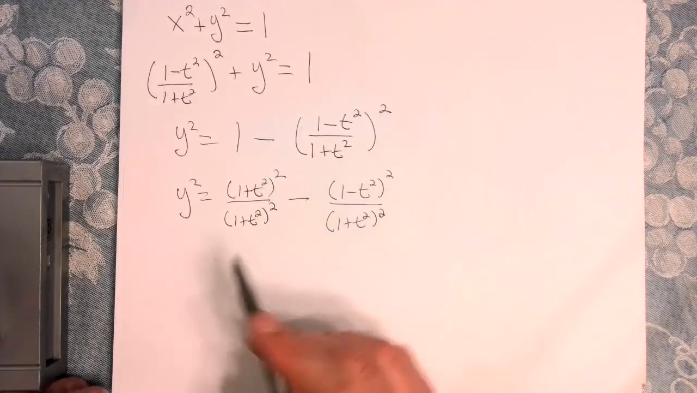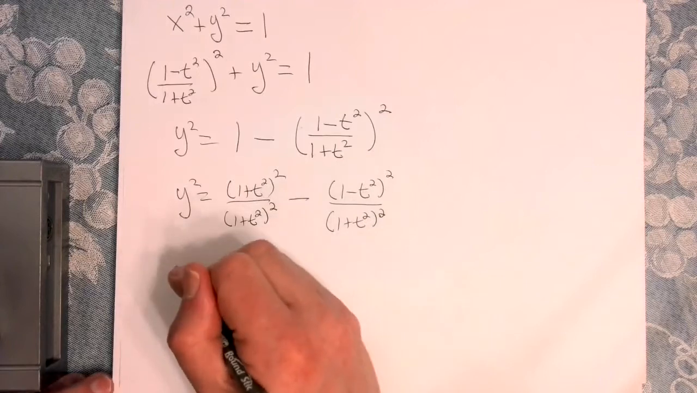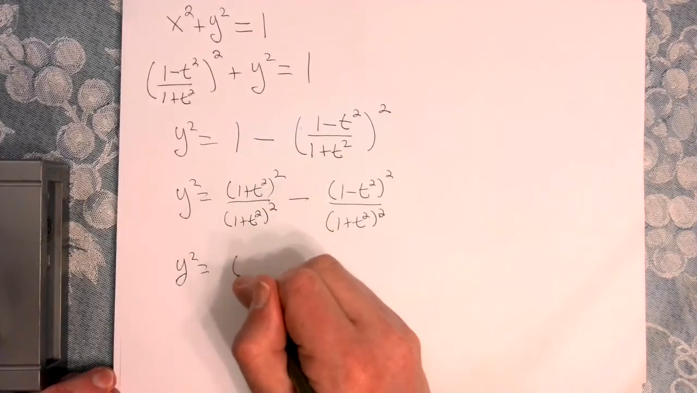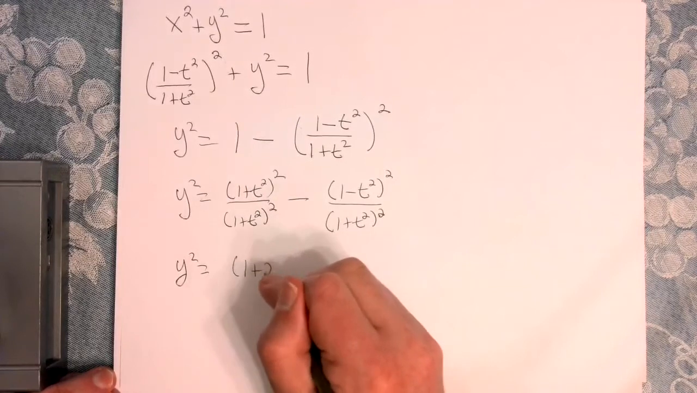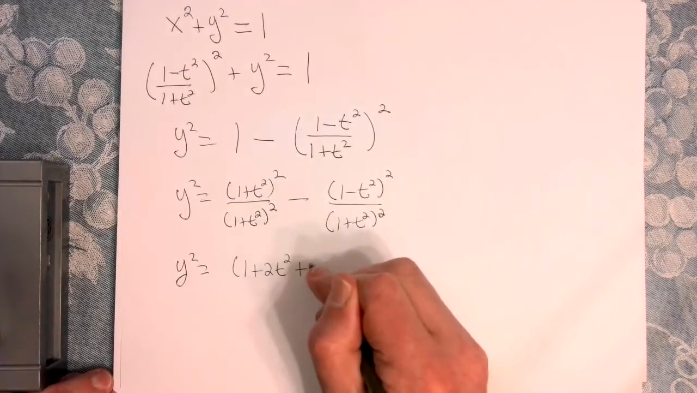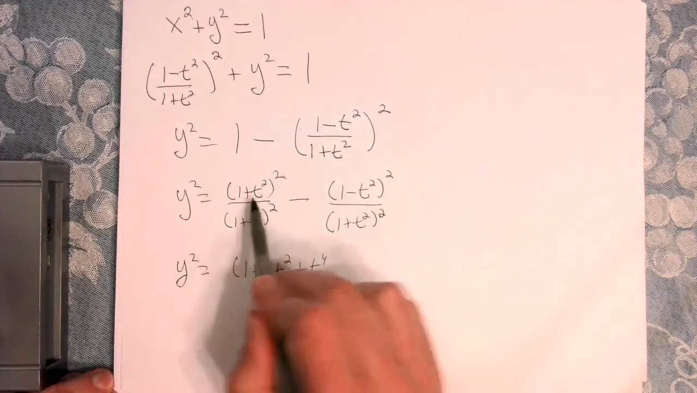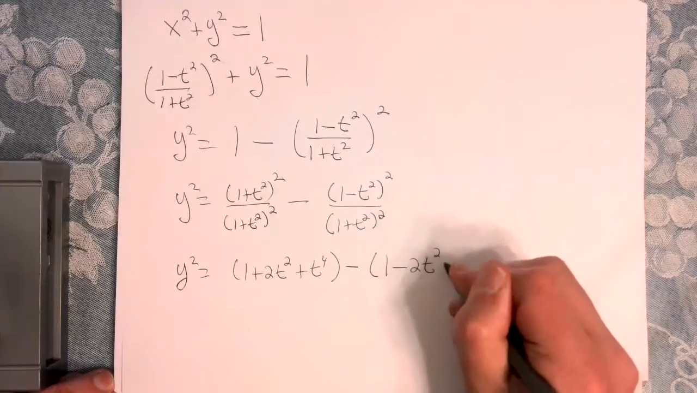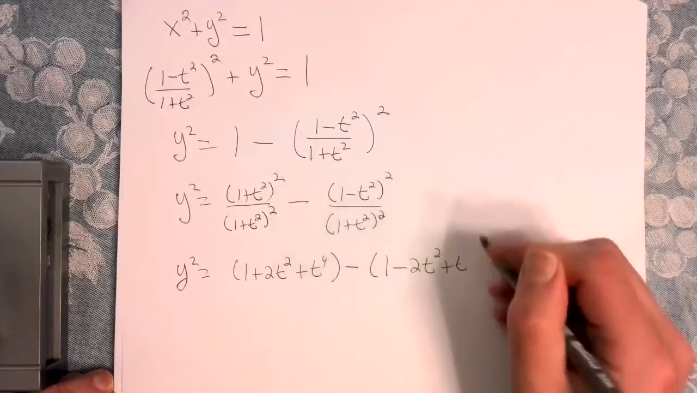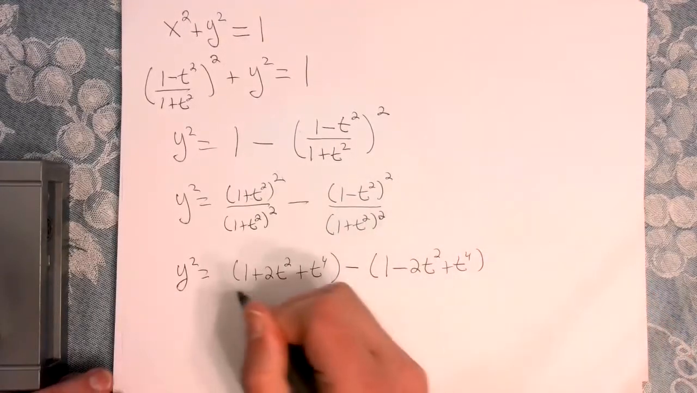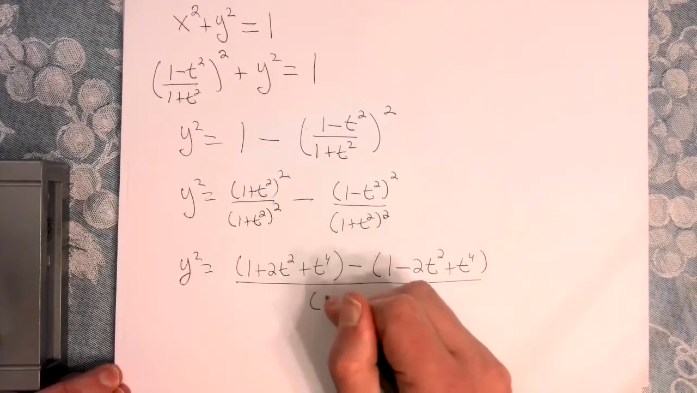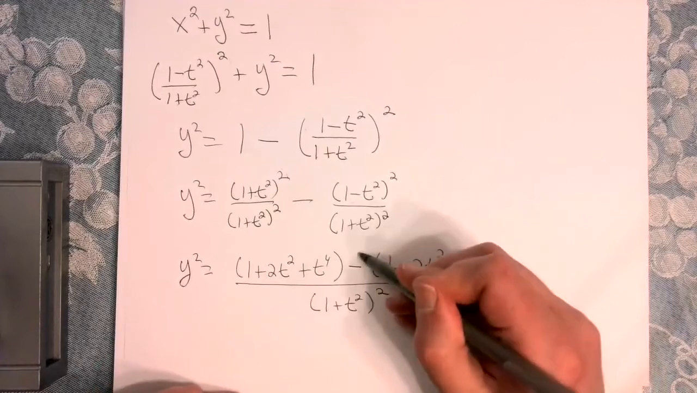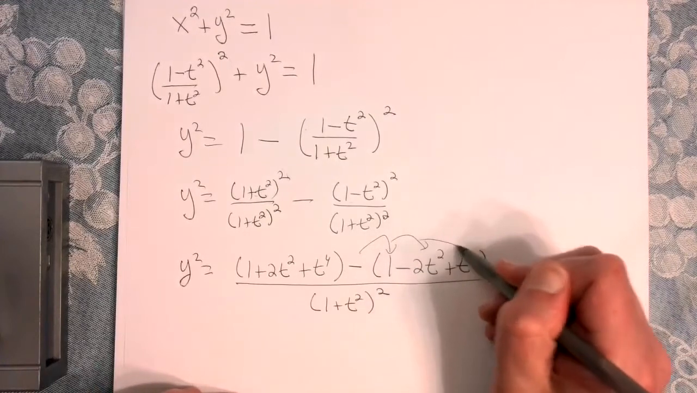Okay, so I've got a common denominator. I can now worry about expanding out those binomials upstairs in the numerators. So let's see what we have here. So we've got 1 plus 2t squared plus t to the fourth when I expand this out, minus 1 minus 2t squared plus t to the fourth when I expand this out. That's all over a common denominator of 1 plus t squared, quantity squared. And of course, we could distribute our negative and combine like terms.